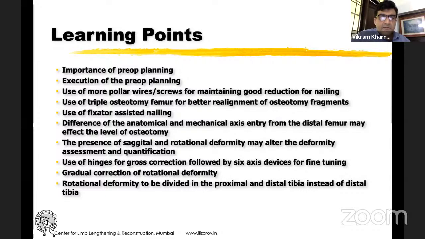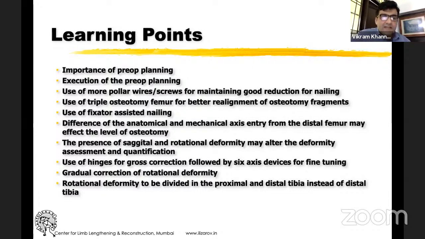The difference between anatomical and mechanical axis from the entry point at the distal femur may affect the level of osteotomy. Because we have done all the planning using the mechanical axis of the femur, and that entry point should be slightly medial to the notch, and when the nail enters, it goes through the notch. So I think there is some mismatch going on, so the osteotomy level should be a little lower.